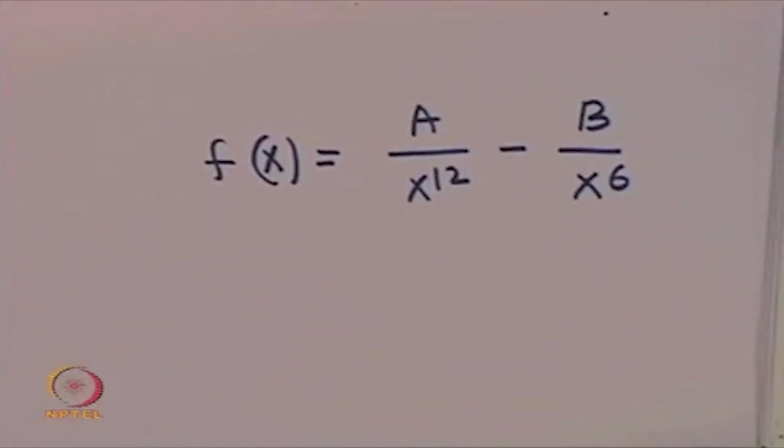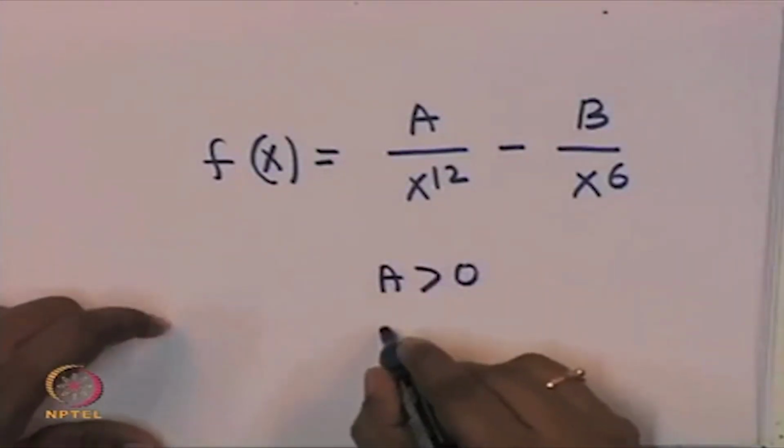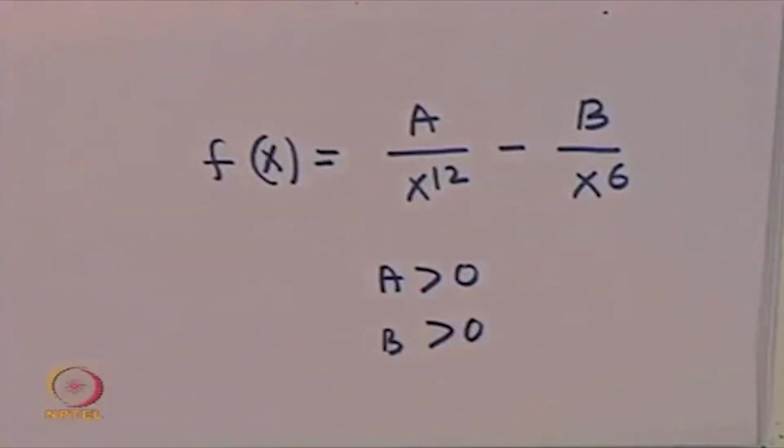This is the function which we want to plot for some particular value of a and b, and we know that a is some value greater than 0, b is some value greater than 0. This much we know: a and b are some numbers, it could be 6, 3, we do not know, any number which is greater than 0. This is called a Lennard-Jones potential, and this describes the interaction between two atoms.